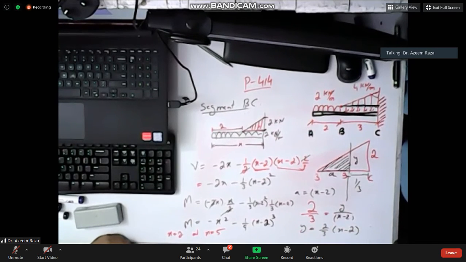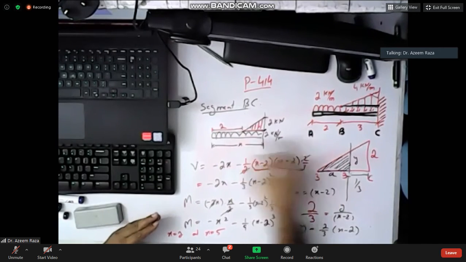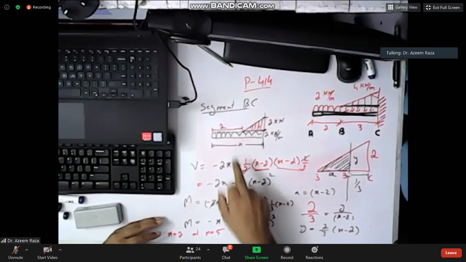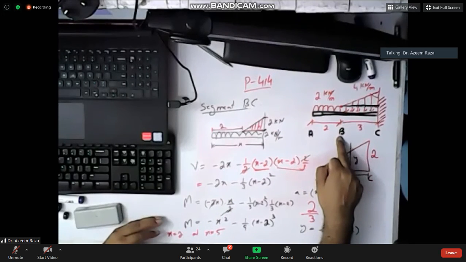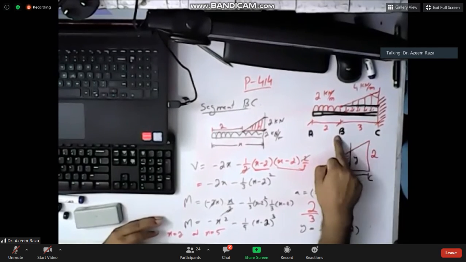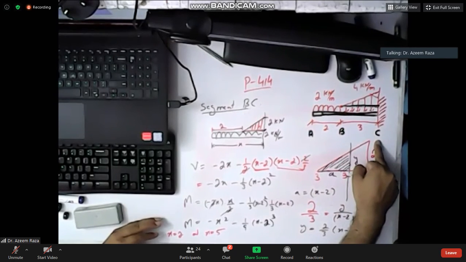The next thing I discussed was how to draw the shear force and bending moment diagrams. They are not difficult. We just have to see the initial point and the end point most of the time. For segment AB, it was even easier. For BC, the starting point is when x is equal to 2, and the ending point is when x is equal to 5. So between 2 and 5 is the distance.